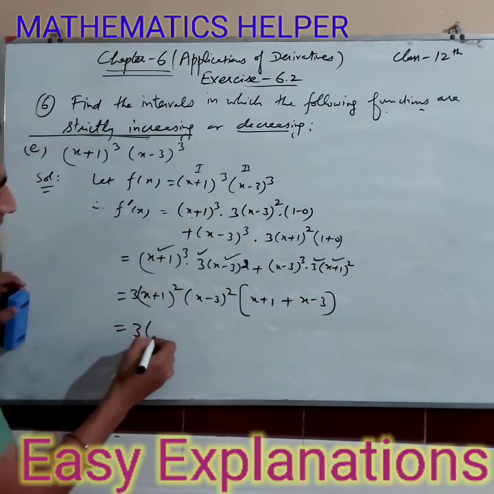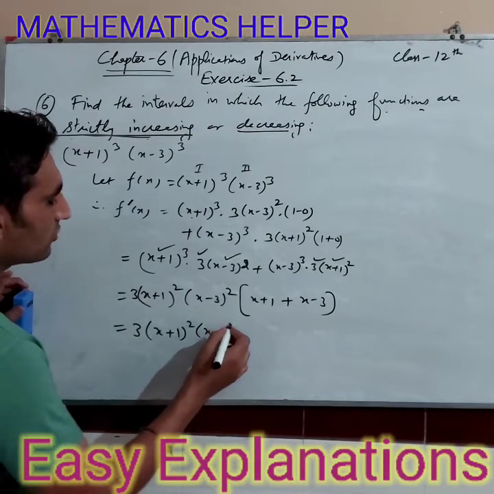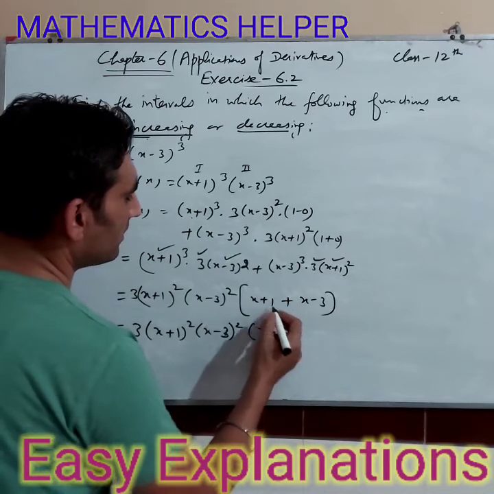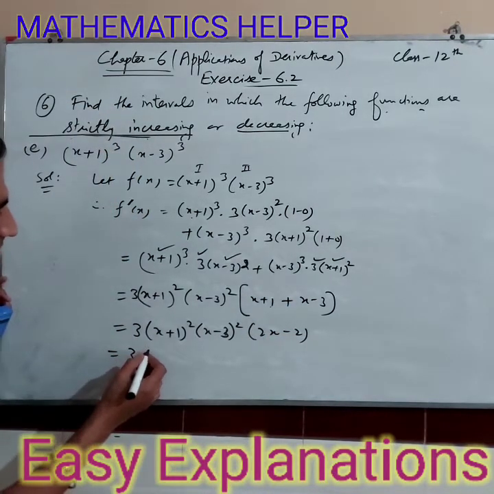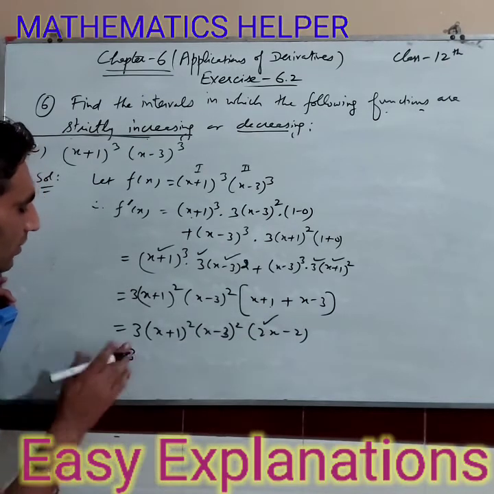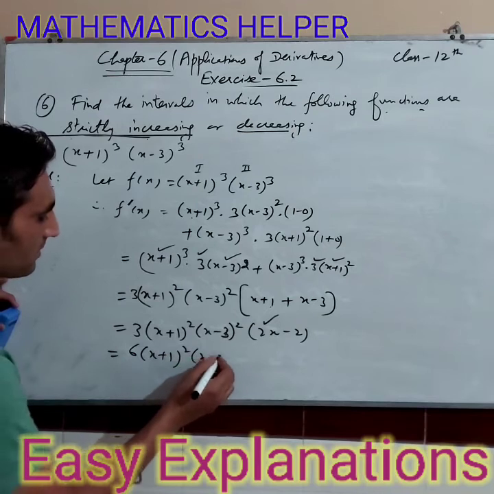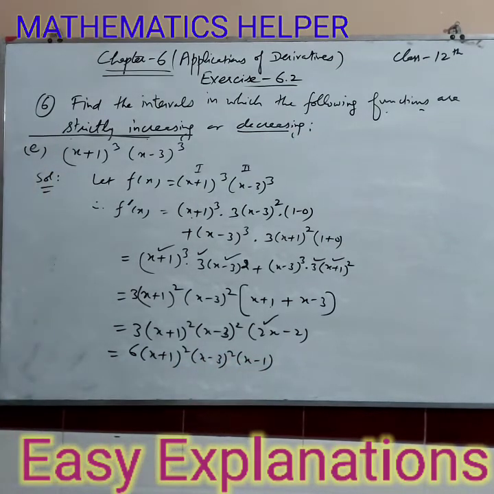So we are having x plus 3 raised to power 2, x minus 3 raised to power 2 here, and x plus x is 2x, then 1 minus 3 will give minus 2. Or we can say it is 3 into 2, 6. I am going to take 2 out. 3 into 2 is 6, (x plus 1) square, (x minus 3) square, then here it will be x minus 1. After that we put the derivative equal to 0.